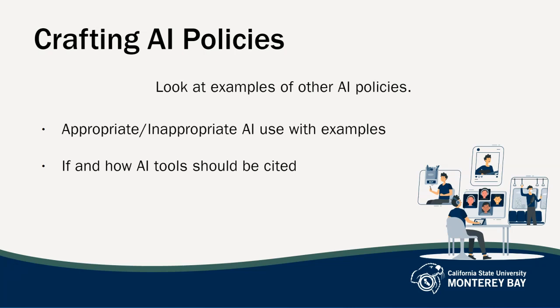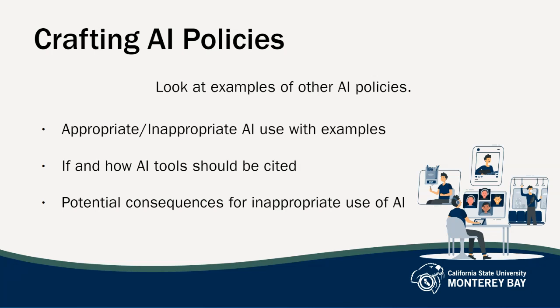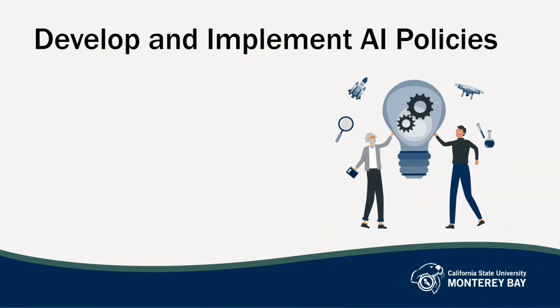Another item to include in a classroom AI policy is if and how generative AI tools should be cited. It is also valuable to be clear about the potential consequences for the inappropriate use of AI. This portion may refer back to the university or the department level academic integrity policies, or it may refer to an informal warning process. But whatever that process is, it's important to share the seriousness of the consequences for violating the policy.